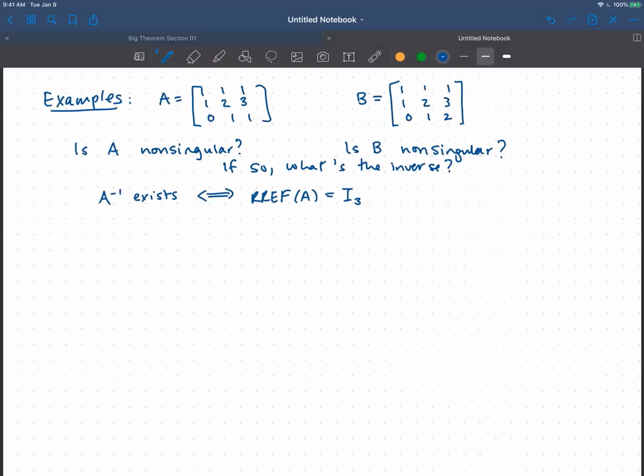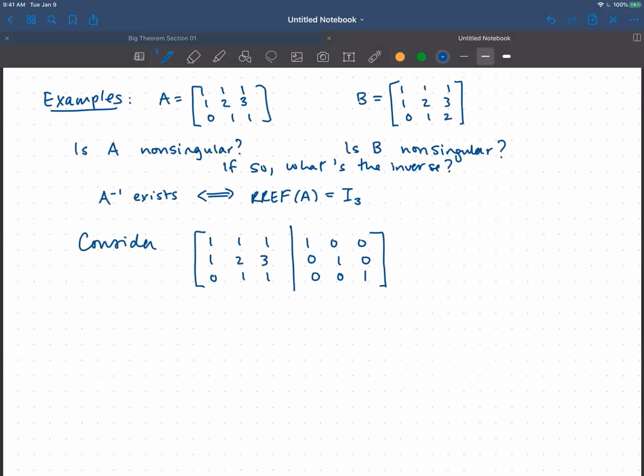if we take the matrix. Let's consider the matrix that's got A on one side, so 1, 1, 1, 1, 2, 3, 0, 1, 1. And let's put the identity matrix on the other side, 1, 0, 0, 0, 1, 0, 0, 0, 1. If we can row reduce A down to the identity matrix, and we simultaneously do those same operations to the identity matrix, we're going to find that that is what A inverse is.